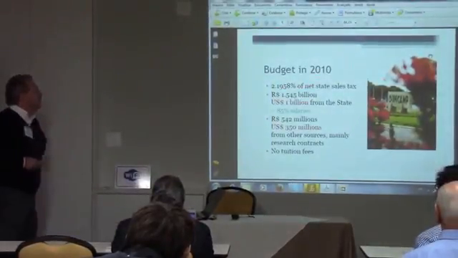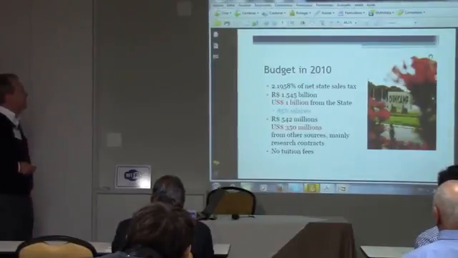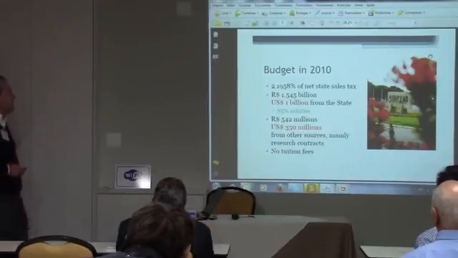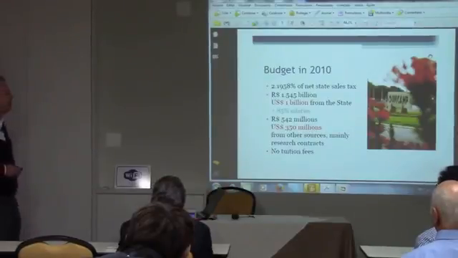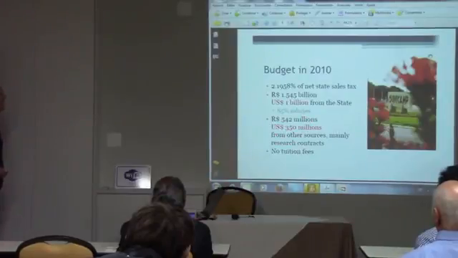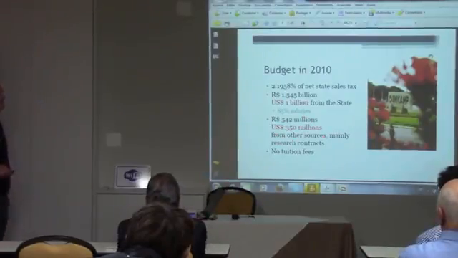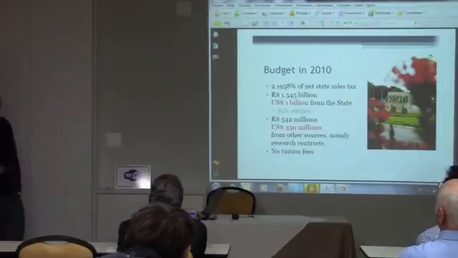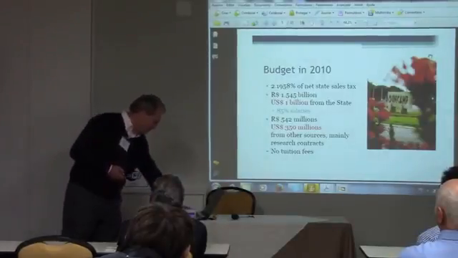Well, what do we live from? This is our budget from 2010. The state pays us 2.2% of its sales tax. This amounts to something like $1 billion a year. That's the money we mainly live from. Unfortunately, we spend a large part of it on salaries. We also get something like 350 million from other sources, mainly from research programs. In the whole Brazilian public system, there are no tuition fees at all. All public universities in Brazil are free, so there's no money coming from tuition or fees.